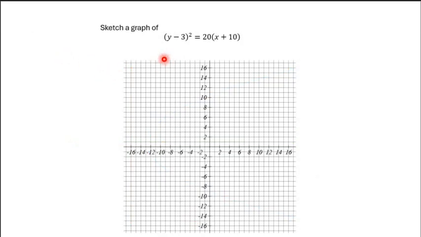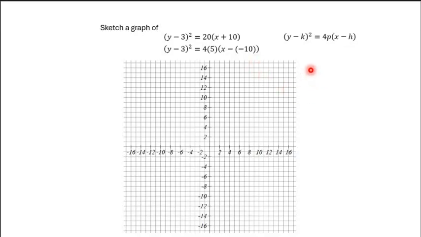So let's sketch the graph of (y − 3)² = 20(x + 10). Well, first we want to put it in the right form, standard form, or (y − k)² = 4p(x − h). So we'll rewrite this to fit that form. The (y − 3)² is just (y − k)². 20 is the value of 4p, so if I factor the 4 out of the 20, the other factor would be a 5. And then instead of x + 10, I want to write it as x − h, and x + 10 can be written as x − (−10).